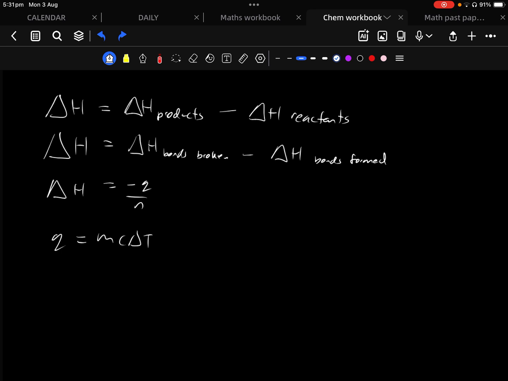So these formulas are pretty self-explanatory, where we calculate delta H. Another thing that you need to know is that the change of enthalpy is measured in kilojoules per mole.